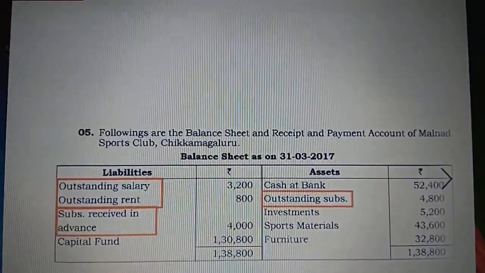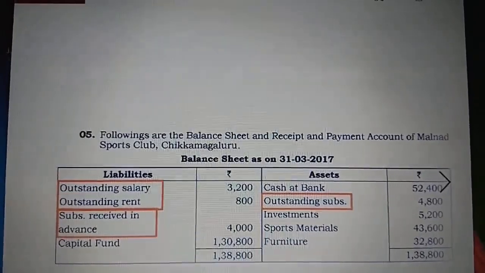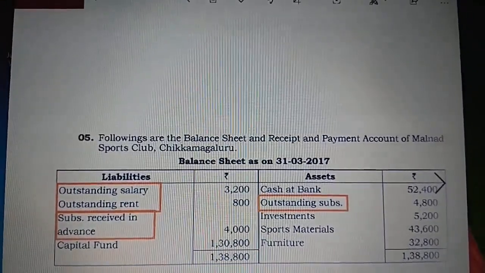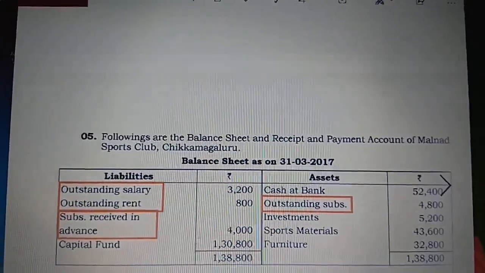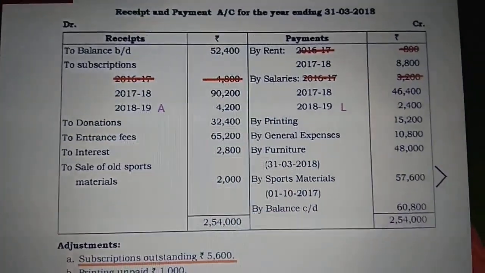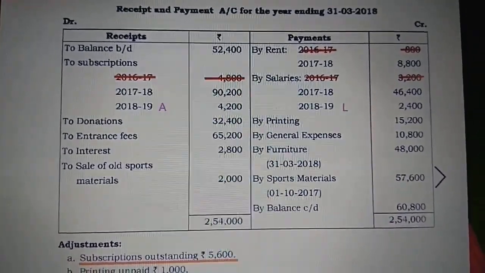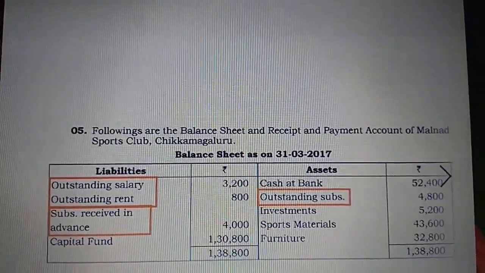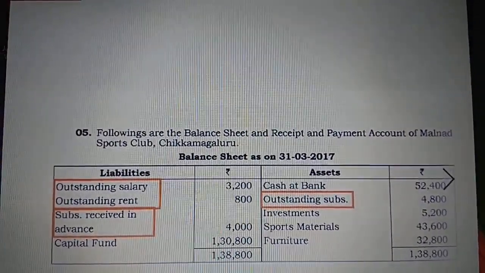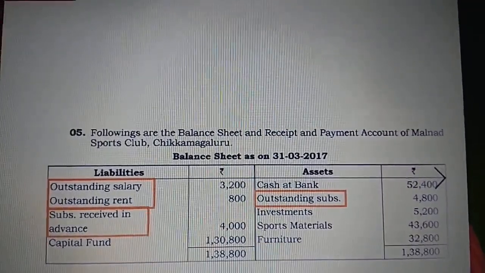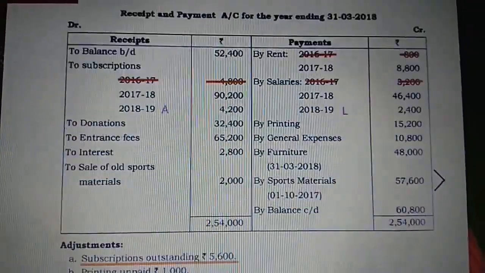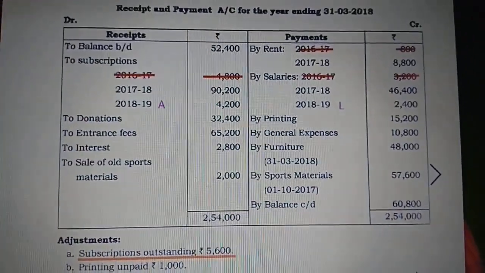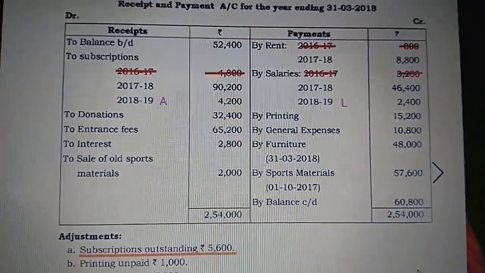Could you all observe your outstanding salary, outstanding rent, outstanding subscription? These 3 items we are going to ignore now, so we are not going to take them into account. Apart from this, keep in mind only 1 item, subscription received in advance, to be considered by us from the opening balance sheet. Now we are going to go for the income and expenditure account preparation.